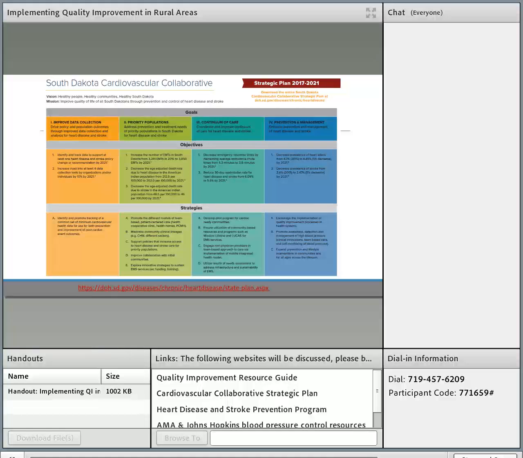During the process of developing the strategic plan, 4 different goal areas were identified as denoted by the different colored columns. Each of the 4 goal areas has a work group focusing on the area's designated strategies. The first thing the prevention and management group decided to concentrate on was encouraging the implementation of quality improvement processes in health systems. Before the group could figure out how to do this, they had to first establish a baseline.